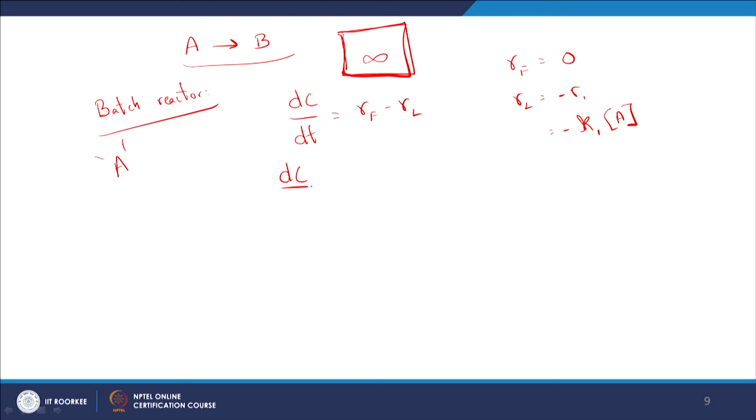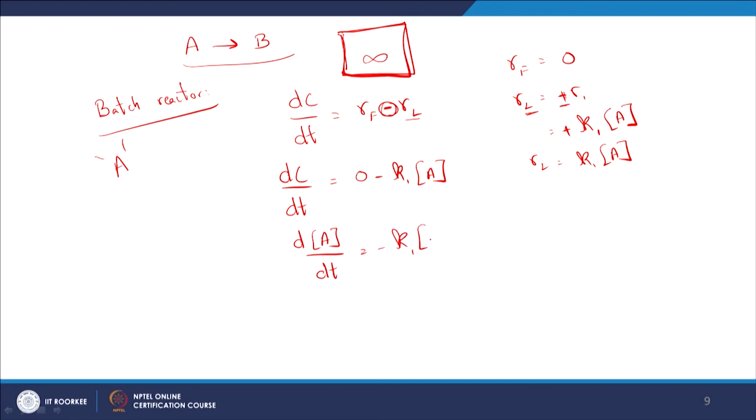So what does dC/dt transform into? Rate of formation is 0 minus K1 times A. If I am already using a negative sign here, I obviously do not need to use the negative term again. This is something you need to be careful about. If I already have a sign that indicates rate of loss is being subtracted, I look only at the magnitude. So rate of loss here is K1 times A, and dC/dt equals 0 minus K1 times concentration of A.